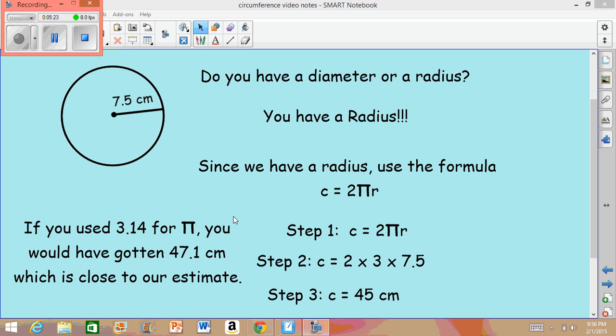If we would have used 3.14 for pi, we would have gotten that the answer would have been 47.1 centimeters. And again, that is very close to our estimate. Since we rounded down, our actual answer has to be greater than the estimated answer. And 47.1 centimeters is just a little bit larger than 45 centimeters. So please pause here and copy down your work for this example problem.